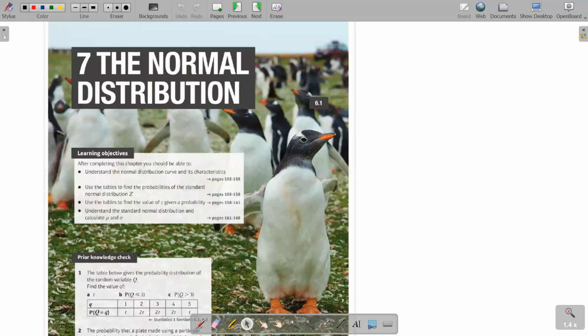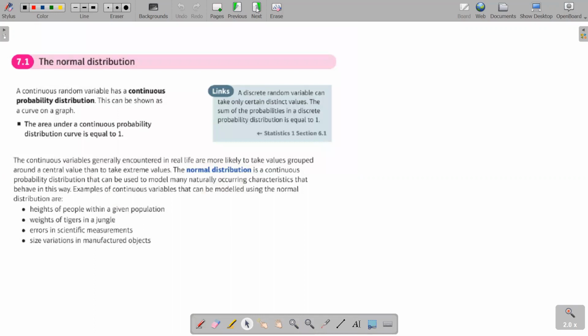Okay, so now we move to the next chapter, chapter 7, the normal distribution. When it comes to the normal distribution, we will be using it to work with continuous data. If you recall, in the previous chapter we worked with discrete data, so we worked with the discrete distribution. Now in chapter 7, this normal distribution is specifically used to model continuous data, only continuous data.